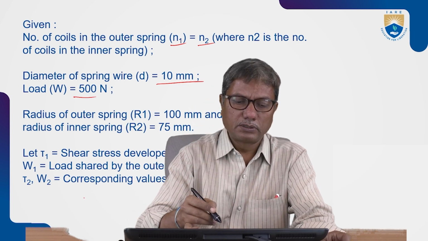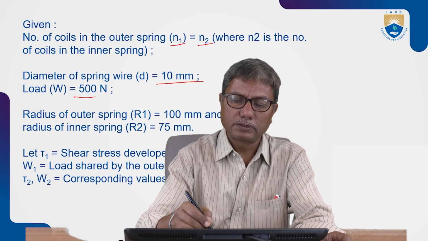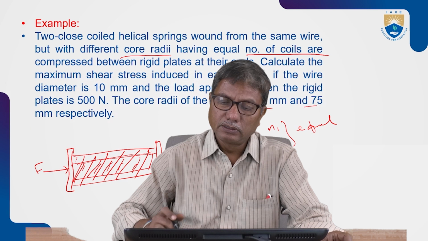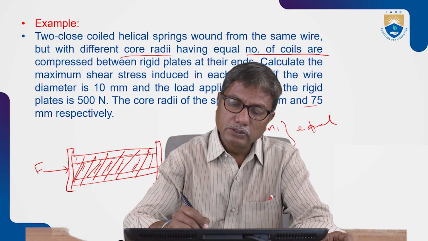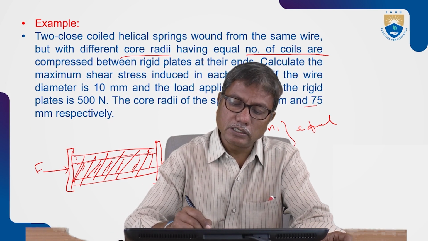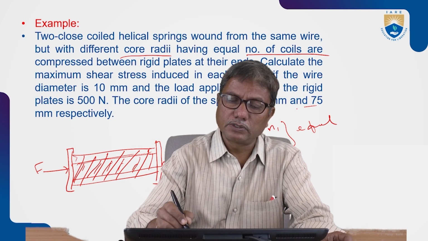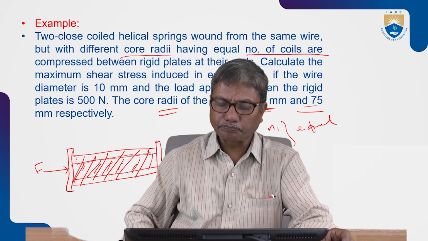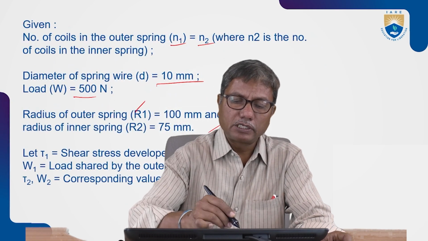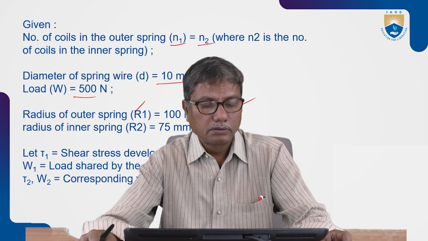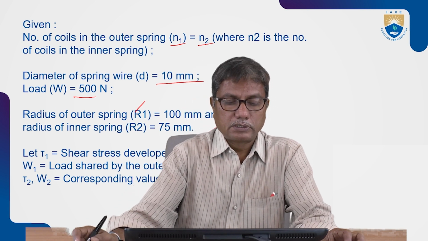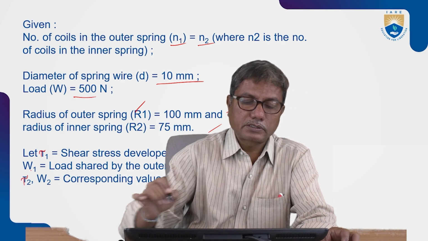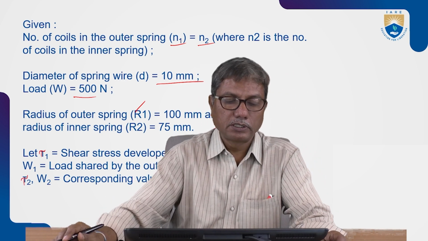The load W is 500 newtons. R1 and R2 are the radii, not the diameters: these are 100 and 75. So the diameters are 200 and 150. We represent the radii by capital R. Tau 1 and tau 2 are the shear stresses induced in the outer and inner springs.